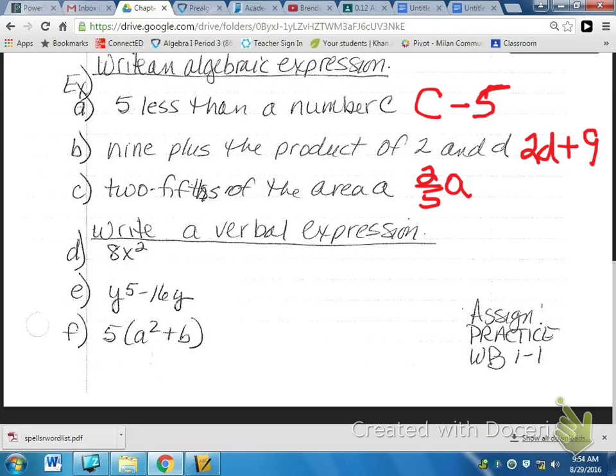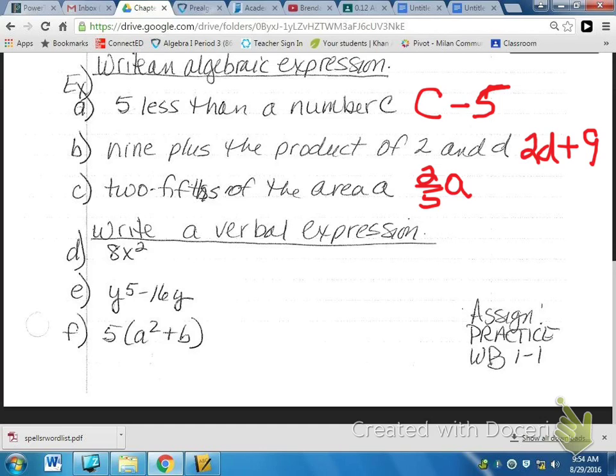2/5 A. Because of means times. When you talk about a number times a variable, you just write the number in front. Be careful about those that say something times the sum of or something times the difference of, because in order for a sum or difference to occur before a multiplication, what would have to be around the sum or the difference? Jared? Parentheses. So be careful on that, parentheses.